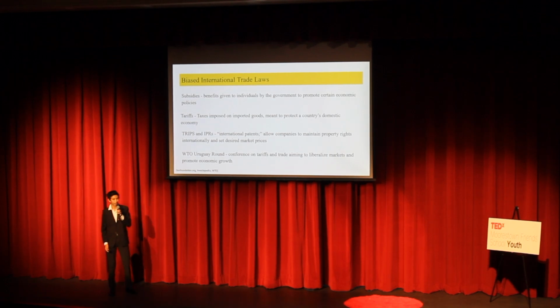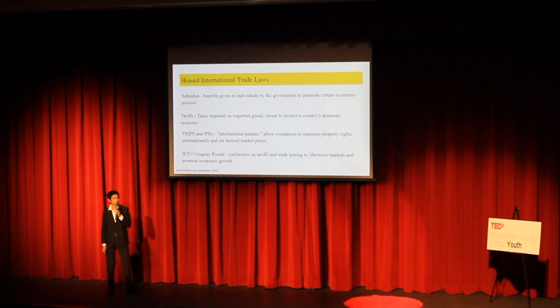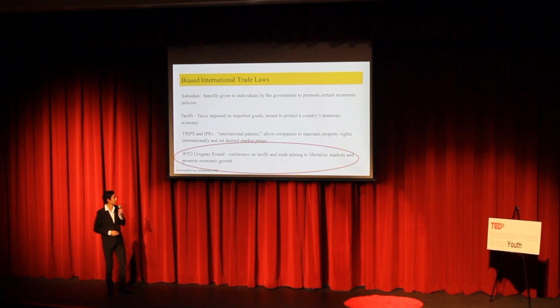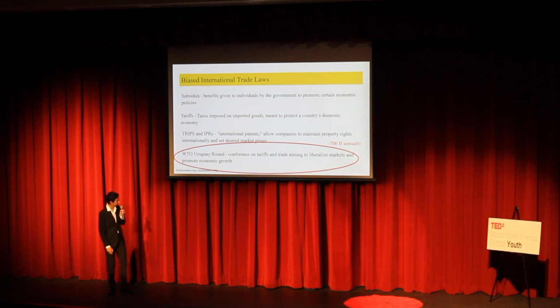And this mainly has ramifications in medicine, where several medical devices are patented in poor countries who may not be able to afford these life-saving technologies. The most important thing here, though, is the WTO Uruguay round, which accounted for almost $1 trillion annually in net loss for the Global South.